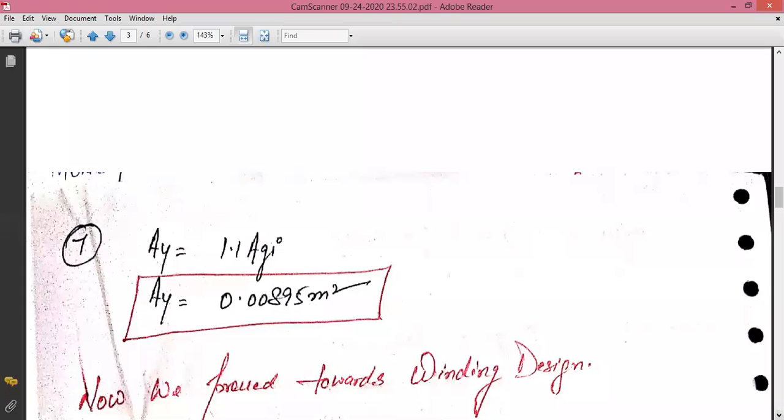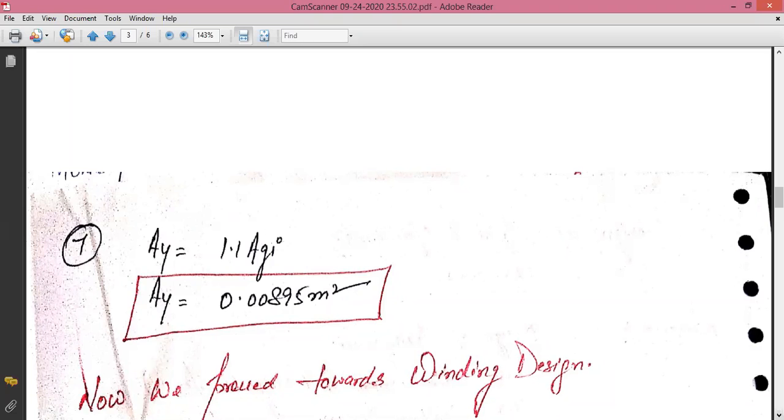Clear? So up to that stage we have calculated the main dimensions of the transformer. In the main dimensions we have ET, phi m, AI, AGI, AW, HW, WW, and AY, isn't it? So everybody got this value that AY is equal to 0.00895, because up to that stage you are covered. What you have calculated so far, we have already done earlier.